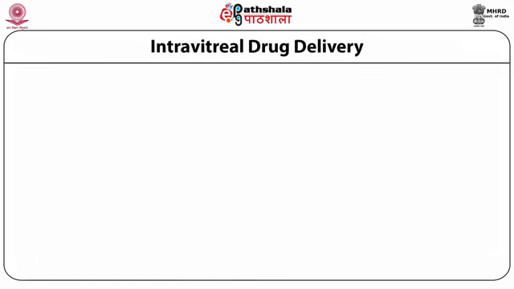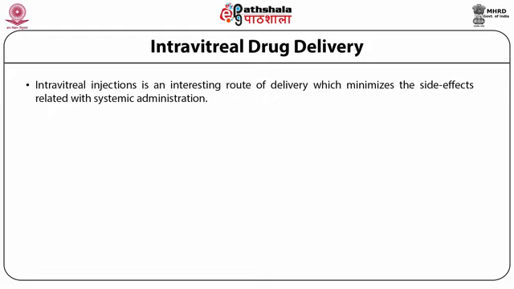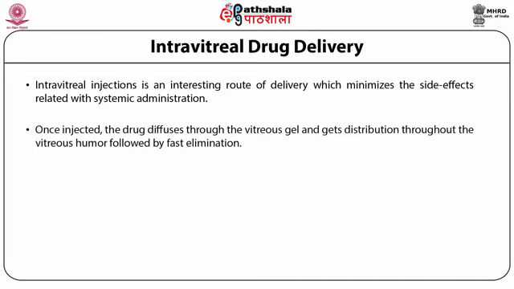Intravitreal drug delivery. Intravitreal injection is an interesting route of delivery which minimizes the side effects related to systemic administration. An intravitreal injection requires a smaller volume of dose and delivers the drug adjacent to the desired site of action. Once injected, the drug diffuses through the vitreous gel and gets distributed throughout the vitreous humor, followed by a fast elimination. Drug is eliminated from the vitreous via two routes.